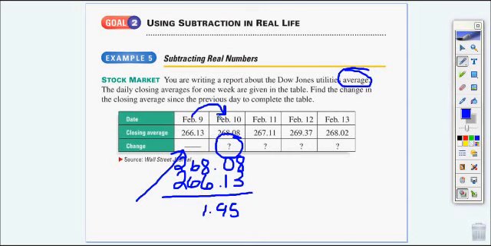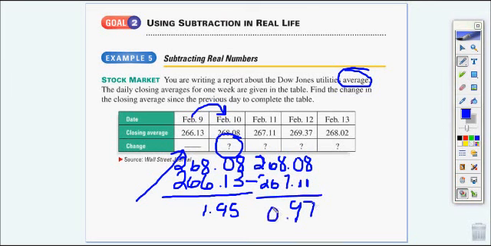Now for the next one, I'm going to find the difference between February 10th and February 11th. Again, I'm going to go with my larger number, 268, if I'm going to do this manually and not on a calculator. And I'm going to find the difference. So on the 11th, I had 267.11. The change is the difference between those. And the difference this time is going to be 97 cents.